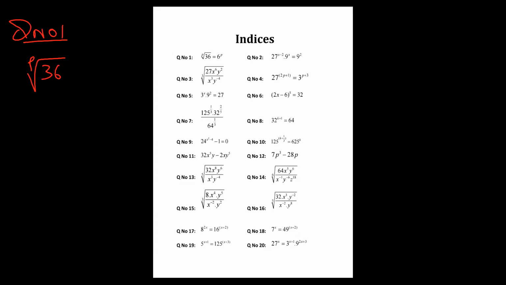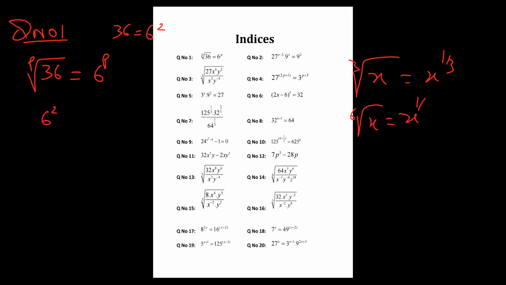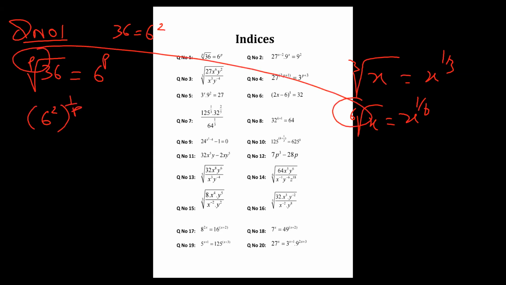Square this p root, and 36 is actually 6 square. So 6 square. And whenever we have a root 3 like this, we can write 1 by 3. If we have a 6, we can write 1 by 6. But a p, we can write 1 by p. So you can see here, and here 6 power p.